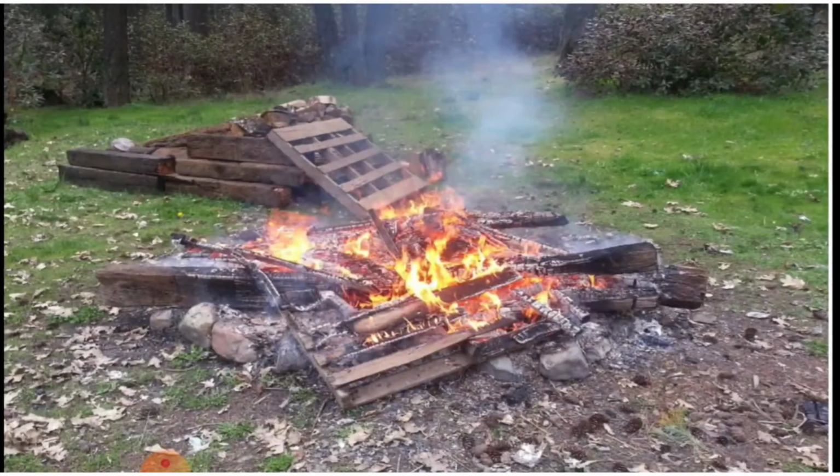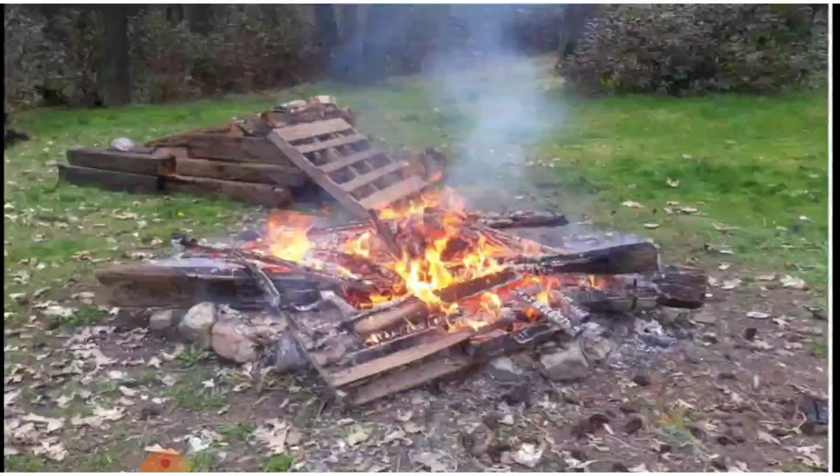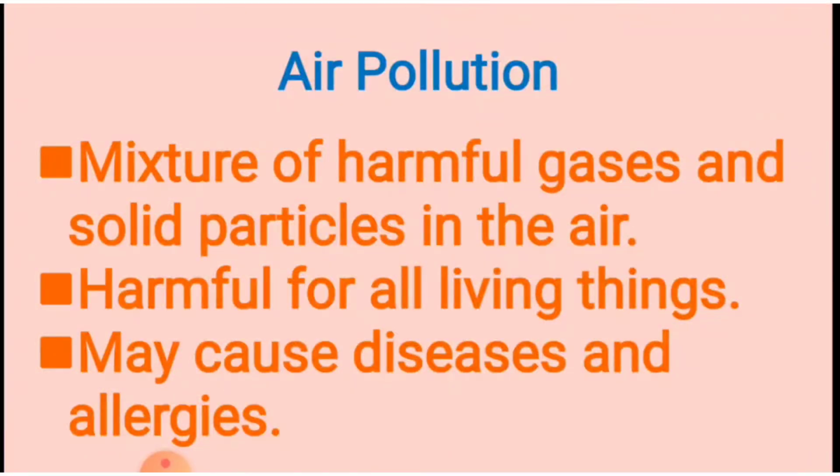Pollution means addition of unwanted substances. So, if unwanted substances are added in the air, it makes the air dirty, which is known as air pollution. So, children, what is air pollution? Air pollution is the mixture of harmful gases and solid particles in the air. You can also say that air pollution is caused when harmful gases, dust, smoke enter the atmosphere and make it dirty. Air pollution is harmful for all living things. It may cause diseases and allergies.